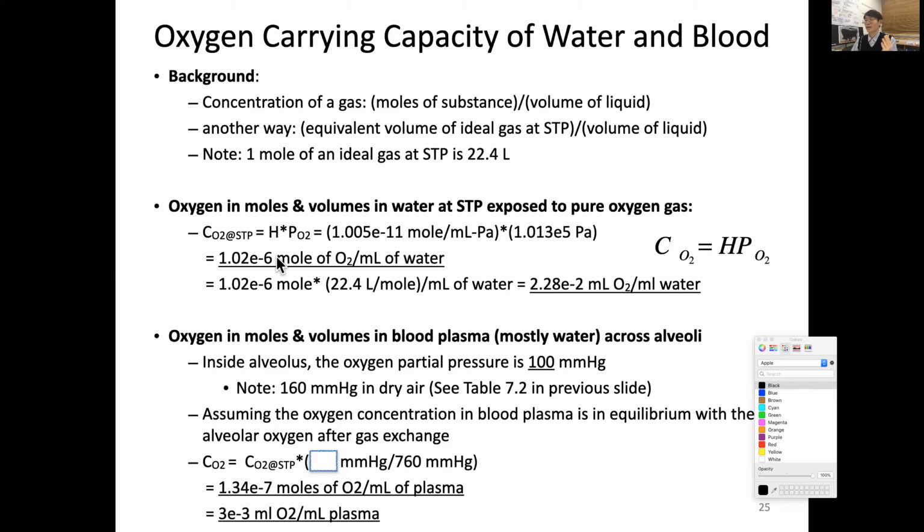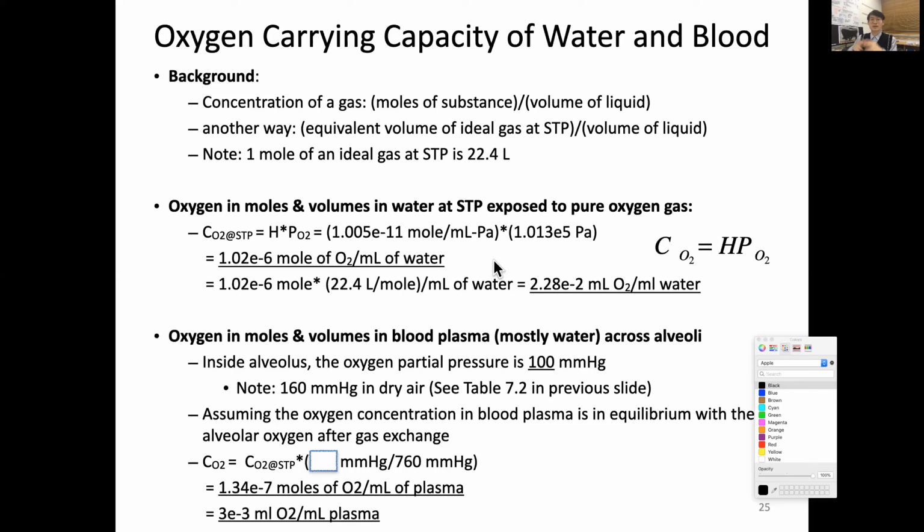And then we will get 1.02 e to the minus 6 moles of oxygen per milliliter of water. Or we can convert it into an ideal gas volume, which is 2.28 e to the minus 2 milliliter of oxygen per milliliter of water. So that's one thing we've got.